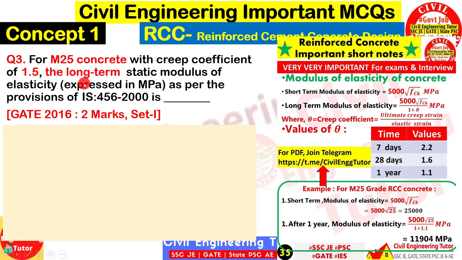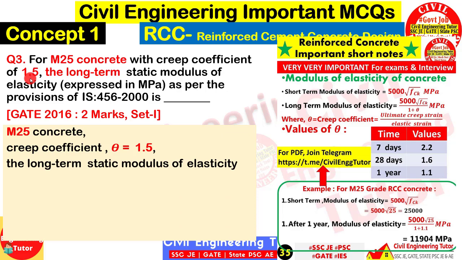So let's see what will be the value of long-term modulus of elasticity for M25 concrete with 1.5 as the creep coefficient. M25 means fck is 25. Creep coefficient theta is given as 1.5. The long-term modulus of elasticity expression is 5000 root over fck by 1 plus theta.